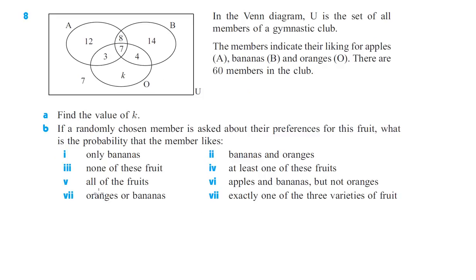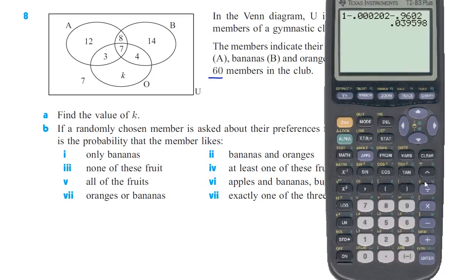Last problem, number 8. In the Venn diagram, U is the set of all members of a gymnastics club. The members indicate their liking for apples, A, bananas, B, and oranges, O. There are 60 members in the club. Find the value of K. So we just have to add these all up, and we know that all of these plus K should equal 60, right? So let's figure that out.